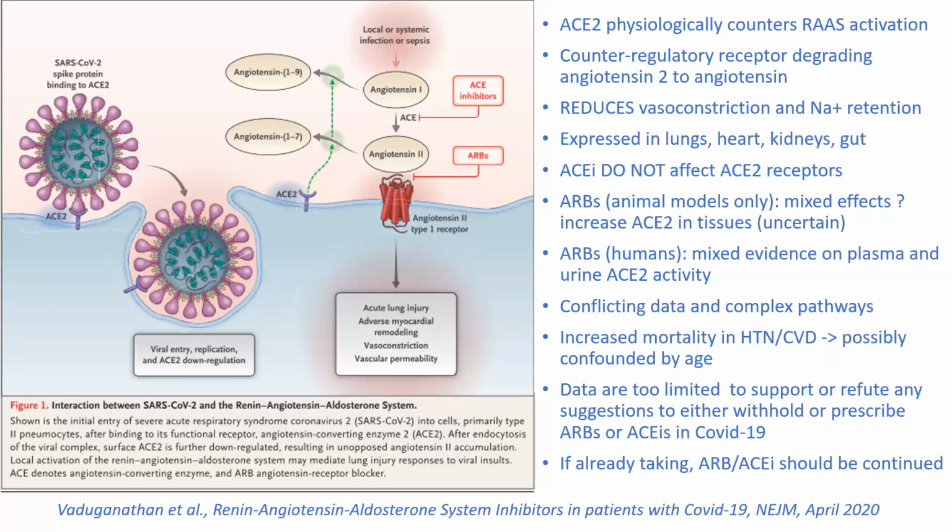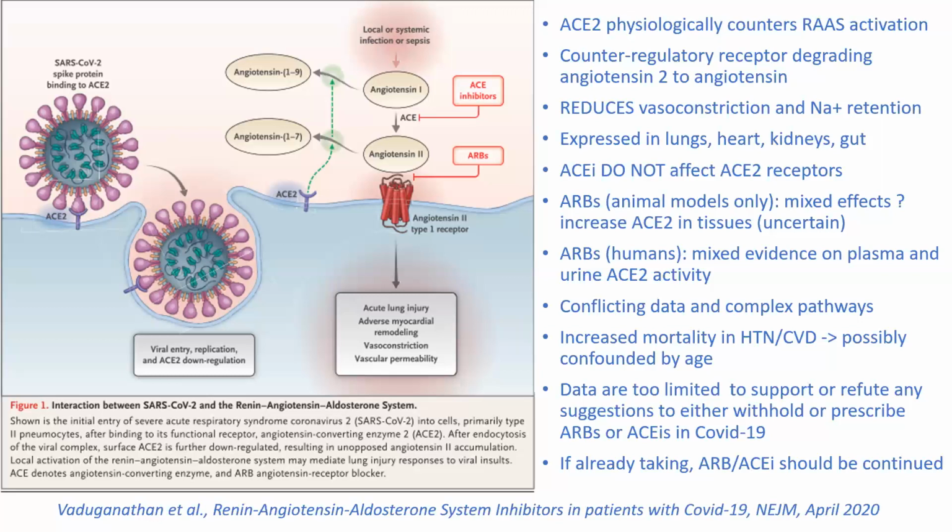The conclusion from the authors of this paper is that they weren't very convinced that the increased mortality related to high blood pressure and cardiovascular disease was not primarily confounded by the age of the people, rather than the use of these receptors and pathways. So more work needs to be done to clarify that.